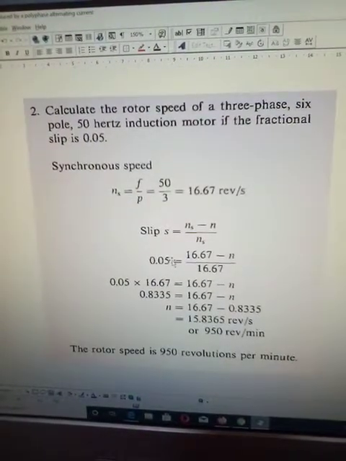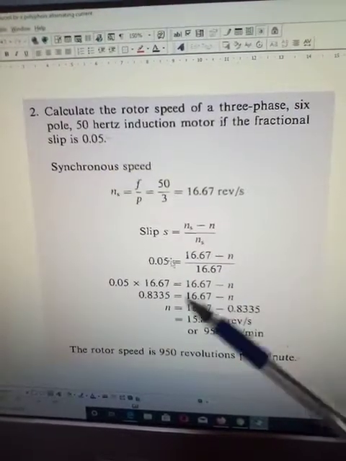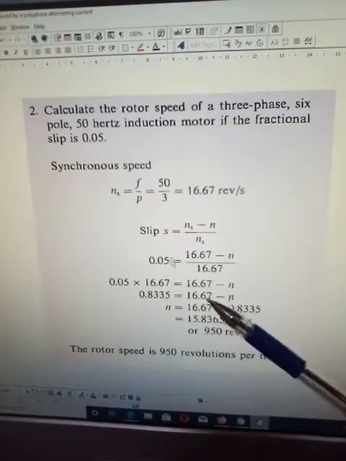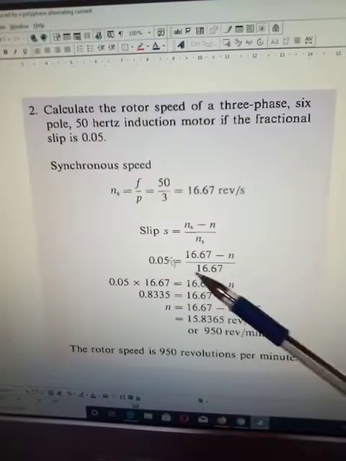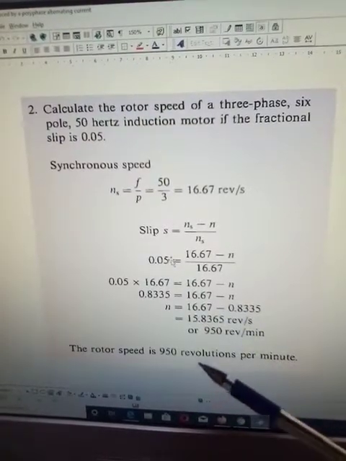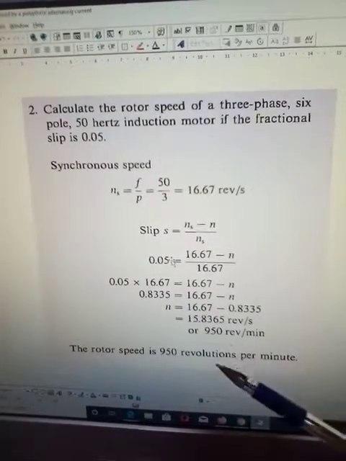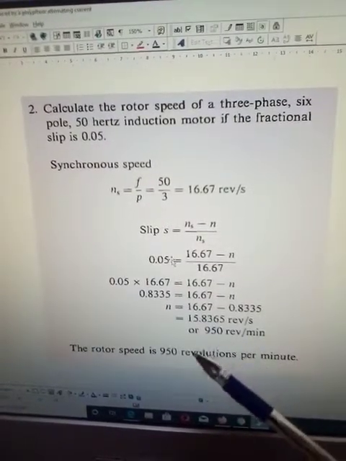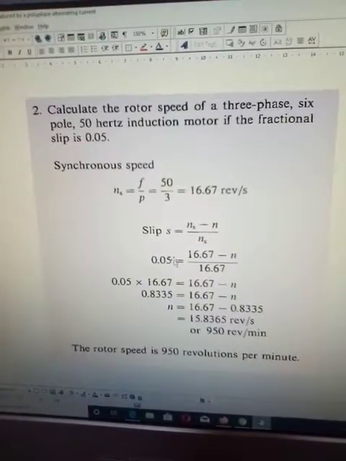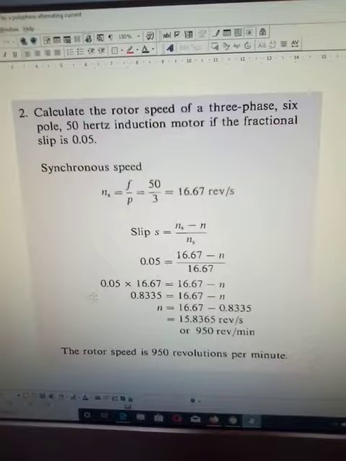Calculate the rotor speed of a 3-phase 6-pole. Now here you have 6 poles, so it's going to be 3, okay? And that will be 16.67 revs per second. I know this is right because I did this myself here. And again, remember, we're looking at slip, etc. And here you're looking for 950 revolutions per minute, or 15.8365 revs per second, and it comes up to 950 revolutions per minute, because you're dealing with 60 seconds in a minute.